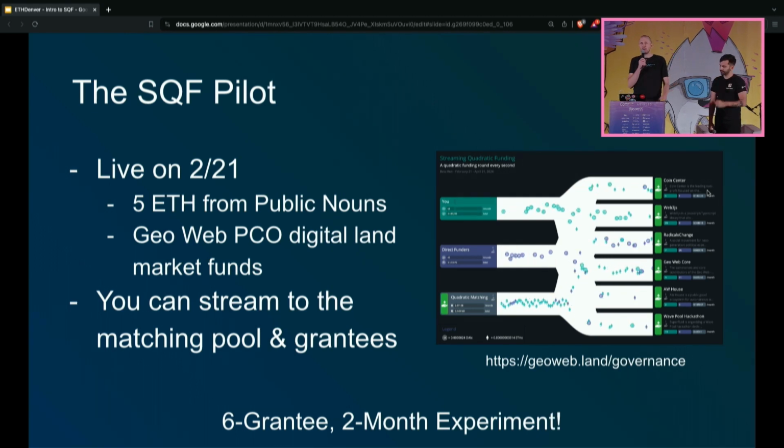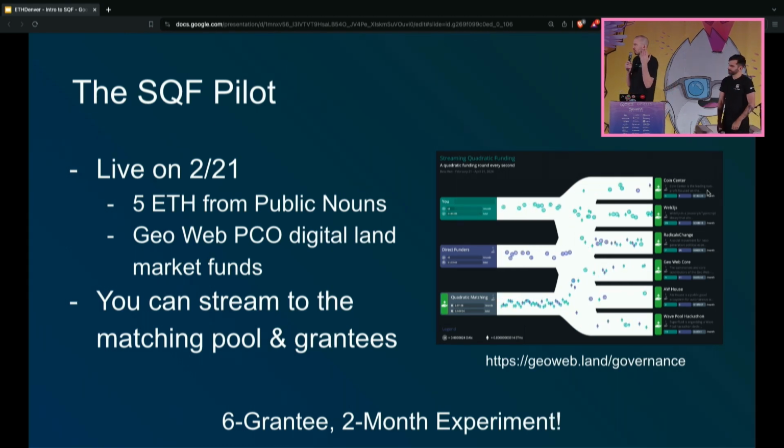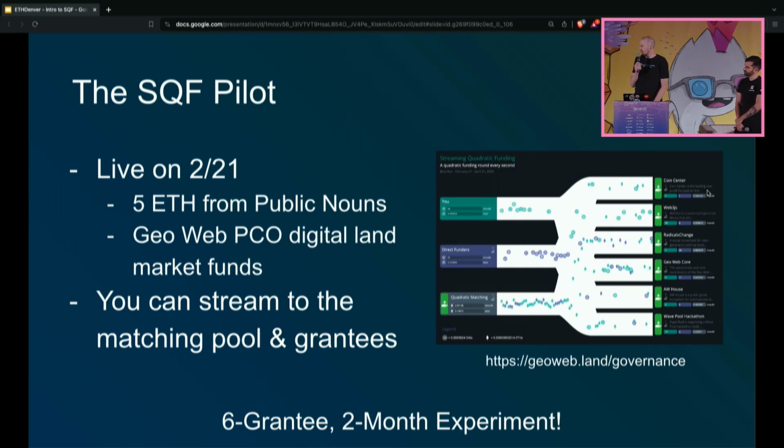Need to give a shout out to Public Nouns, one of the forks of Nouns DAO, but focused on supporting public goods experiments like this. They gave us 5 ETH for the matching pool. But also, really the genesis of why we wanted to build this is that the GeoWeb is using Superfluid on the revenue generation side of our project.